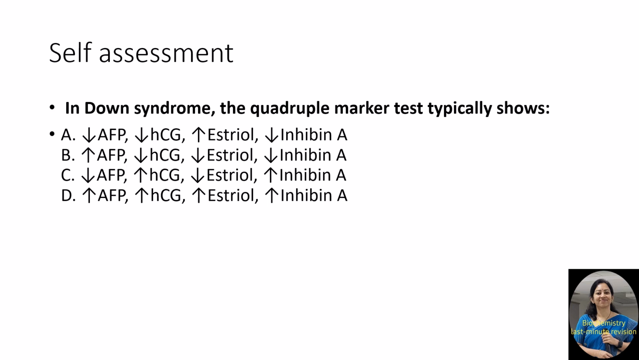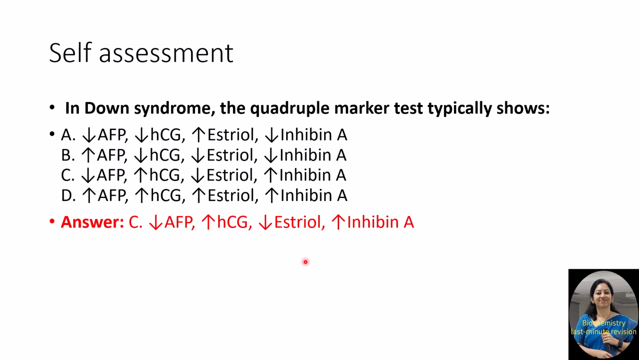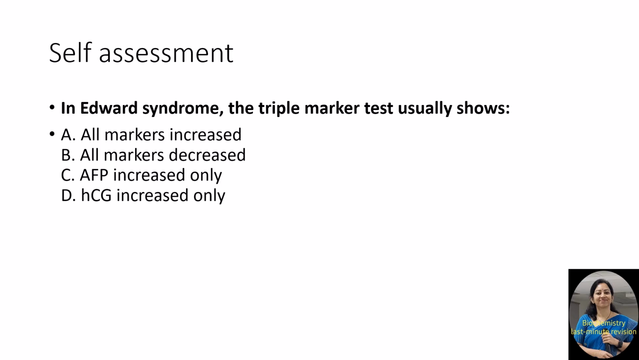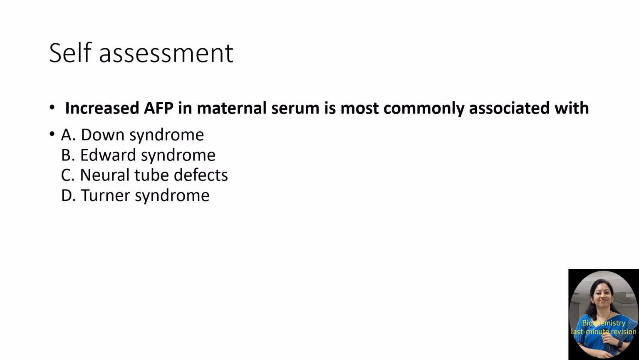In Down syndrome, the quadruple marker test shows, how to remember, two ups and two downs. The two ups include HCG and inhibin A. Two downs include alpha fetoprotein and urinary estriol. In Edwards syndrome, the triple marker test shows all of the parameters will be decreased here. Alpha fetoprotein, beta HCG, and urinary estriol all will be decreased. Increased alpha fetoprotein in maternal serum is most commonly associated with neural tube defects.